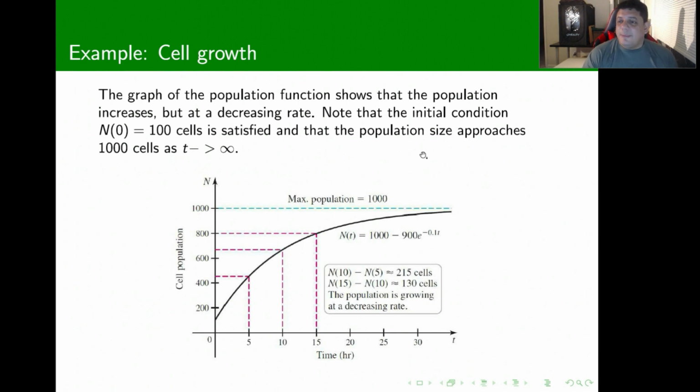The graph of the population function that we just presented shows that the population is increasing but at a decreasing rate. That means that eventually it's going to stagnate and reach a maximum population. The condition N of 0 equals 100 cells is satisfied, and the population size is going to approach 1000 cells as we go toward infinity, or as we go to big time.